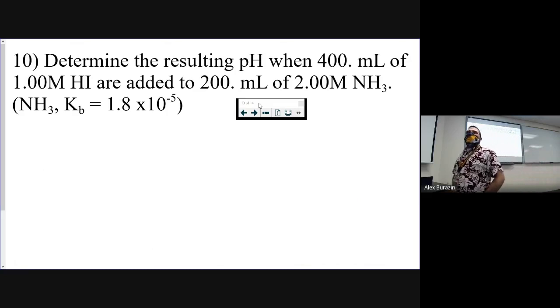We want to get moles first. We need moles to put in the mine table. Moles to go on the mine table. We haven't quite.